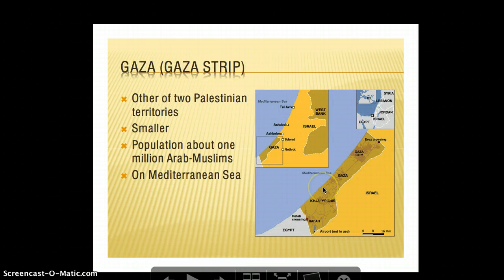The Gaza Strip is the second of the two Palestinian territories. It's much smaller, but it has a population of about 1 million people. As we can see here, this little tiny stretch is 8 kilometers wide on this scale, and so that's about how long? Maybe 16, 20 kilometers. All right, so just a stretch of 5, 6 miles, something like that, wide on the Mediterranean coast. So not that much land, and there's 1 million Palestinian Arabs living in the Gaza Strip, and of course it borders Egypt.